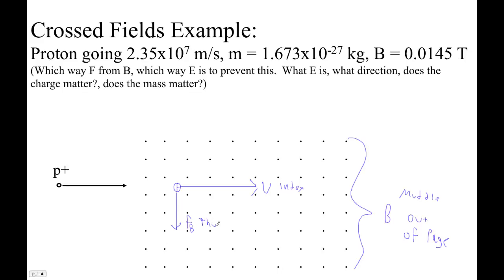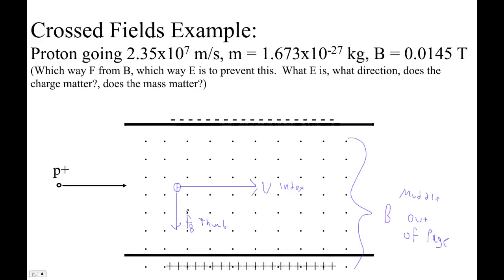And that's your thumb. Now let's just double check. Let's make sure I got this right. Index finger to the right, okay? Magnetic field out of the page. My thumb is down. Now, normally what this thing would do is it would just spiral clockwise in the page because of this magnetic field. But if I put an electric field that exerts a force upward, that is, if I put a negative charge up here and a positive charge down there, it's possible to make this thing go straight.